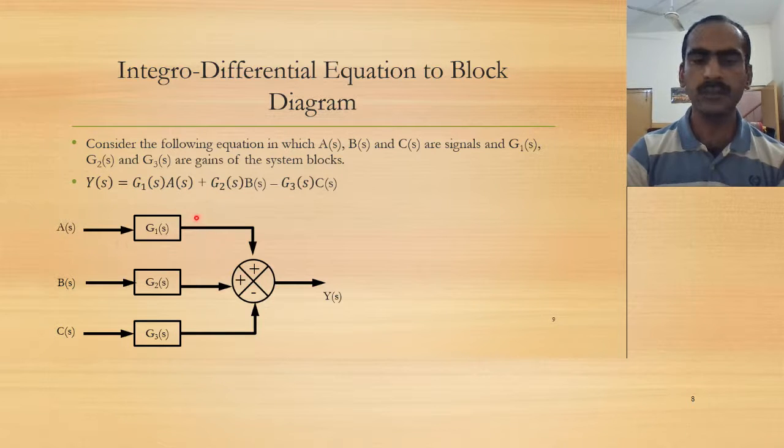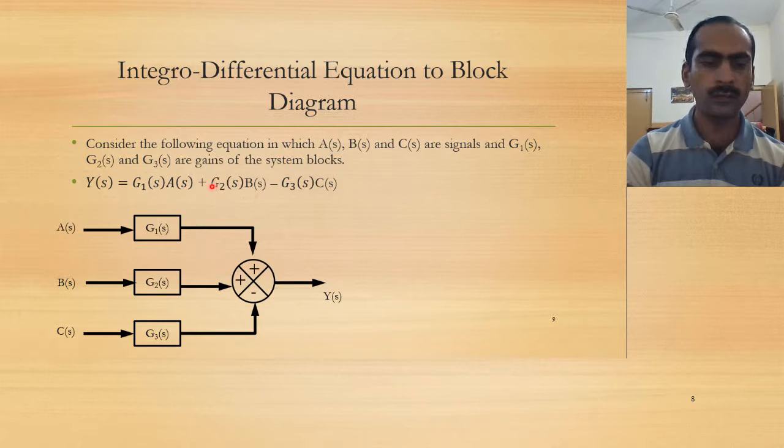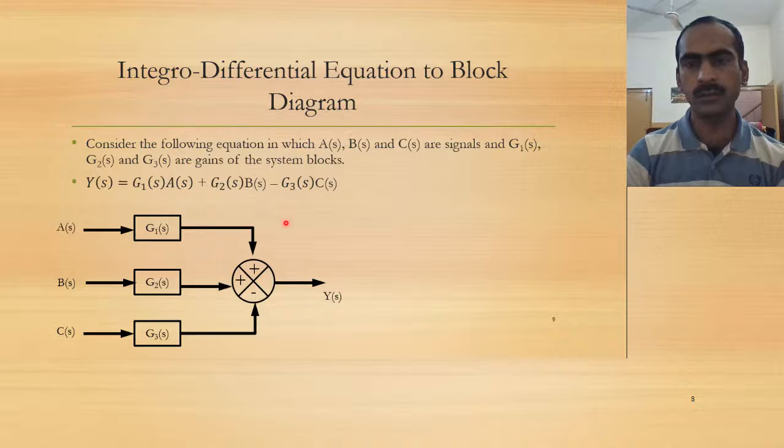A(s) is multiplied with gain G1(s), B with G2(s), C with G3(s). And the three are summed at the summing point. This comes with a positive sign, this comes with a positive sign, this signal comes with a negative sign. So Y(s) would be this particular equation.